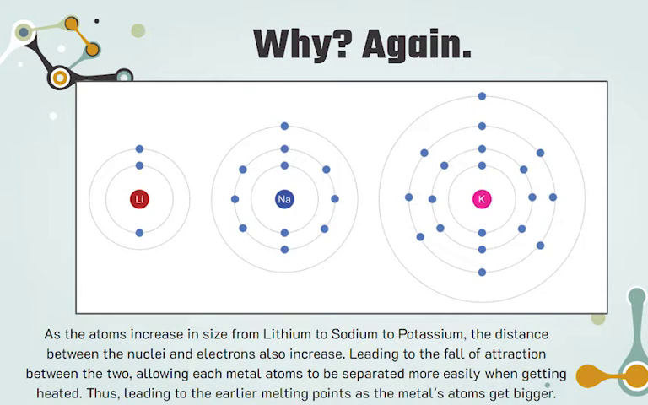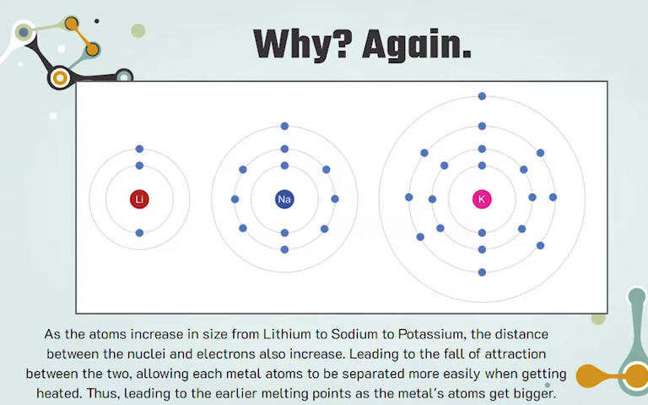Well, as the atom increases in size, from lithium to sodium to potassium, and so on, the distance between the nuclei and electrons also increases, which leads to a fall of attraction between the two, allowing each metal atom to be separated more easily when getting heat, or in simple words, making it more reactive.